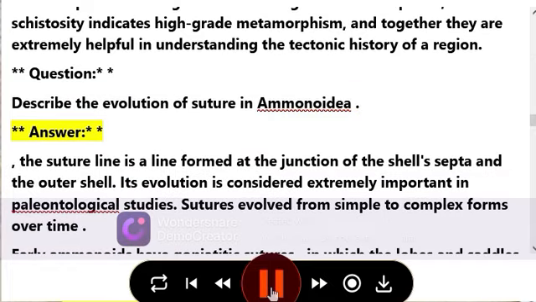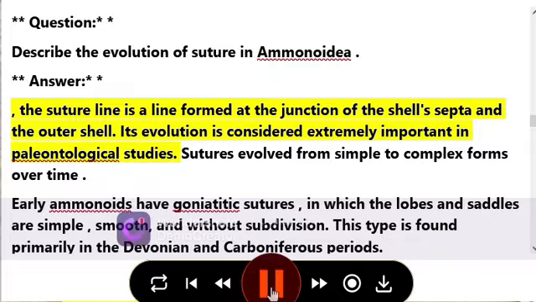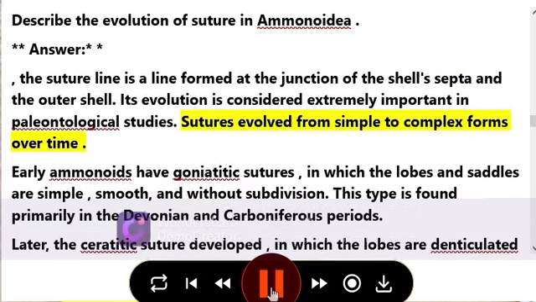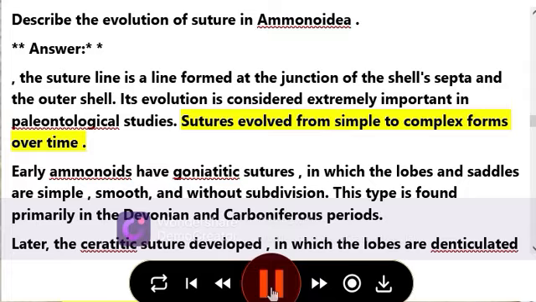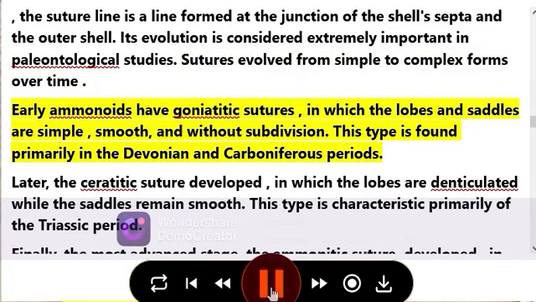Question: describe the evolution of suture in Ammonoidea. Answer: the suture line is a line formed at the junction of the shell septa and the outer shell. Its evolution is considered extremely important in paleontological studies. Sutures evolved from simple to complex forms over time.